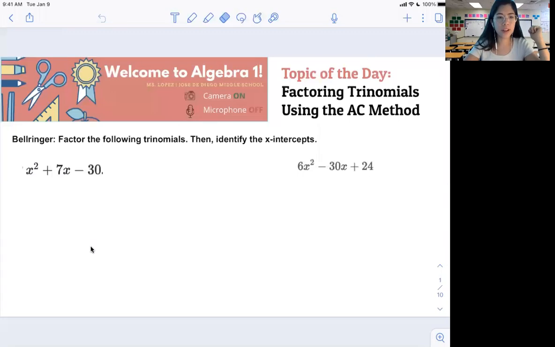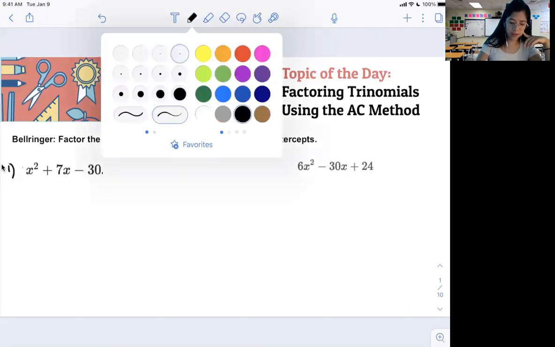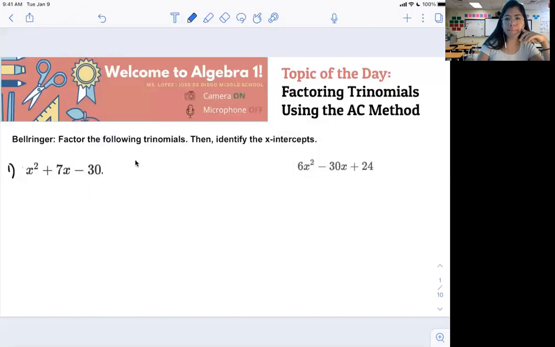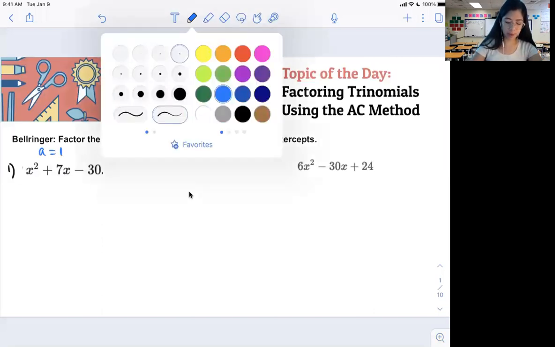So let's start off with an easier one. Now I say this one's easier because in example number 1, what's the value of A? For number 1, what's the value of A? It's 1, yeah. When A equals 1, very simple, we just do the sum product method.